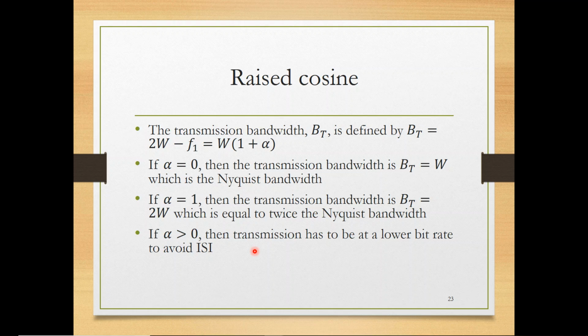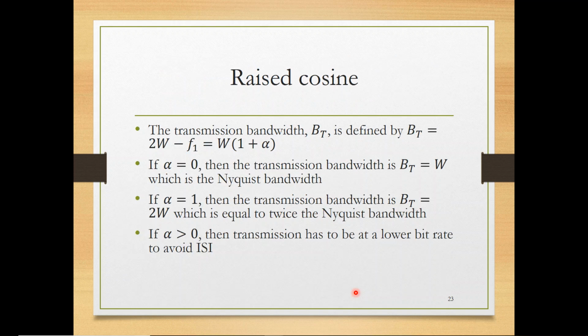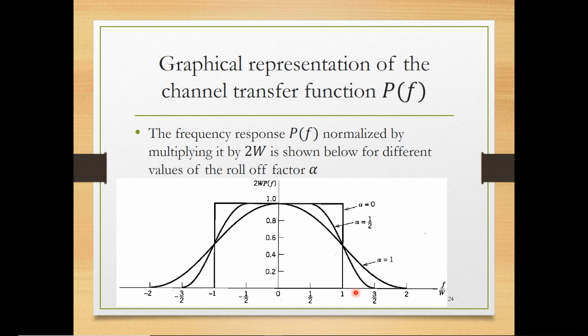If alpha is greater than 0, then transmission has to be at a lower bit rate to avoid inter-symbol interference. Now see why. This is alpha half, greater than 0, and this is alpha 1. What happens to the bandwidth? It increases. What happens to the sinc? It decreases, shrinks. And to avoid inter-symbol interference, you need to transmit at a lower bit rate. This is the disadvantage of this solution.